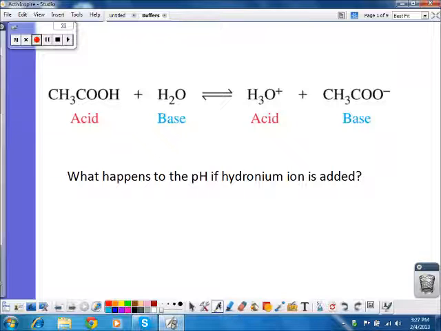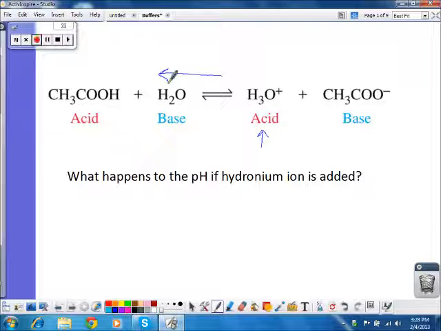So now we're going to look at what happens when acids and bases interact with each other, and not just what happens when an acid or a base reacts with water. So we're going to start off with this question. What happens to the pH if a hydronium ion is added? Well, according to Le Chatelier's principle, if I add some hydronium, then this reaction should shift left to consume the hydronium and produce more acetic acid.